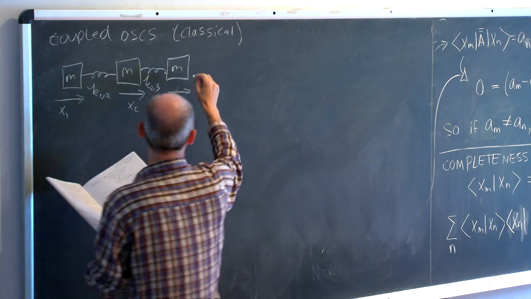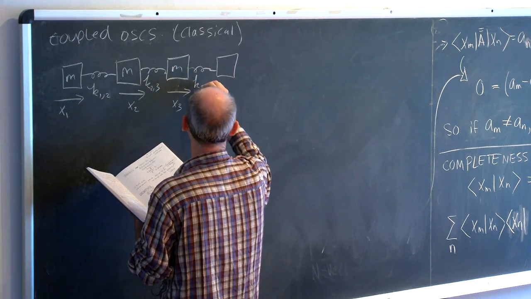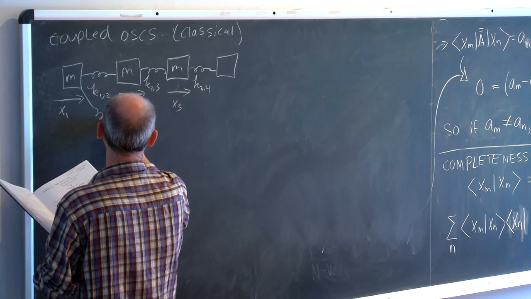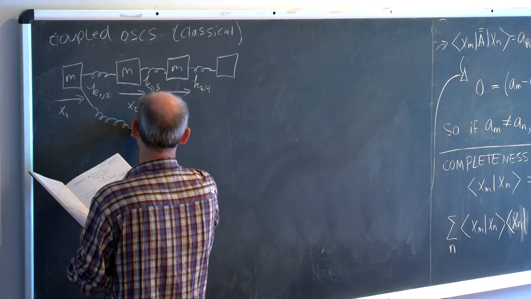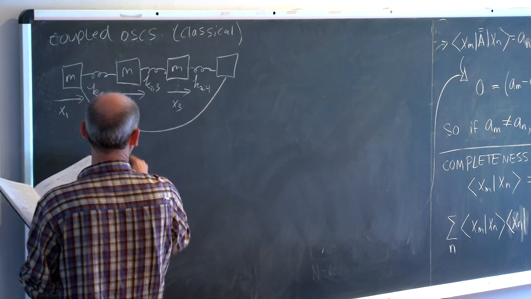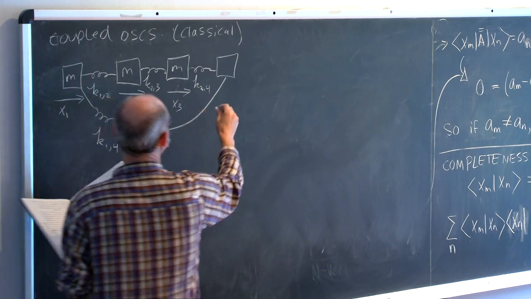And we don't have to restrict ourselves to nearest neighbors. We have spring 3, 4 here. We could also have, this looks a little funny, but it's easy to imagine what it is, a spring that connects mass 1 with mass 4, and so on and so forth. Springs between all of these different masses.